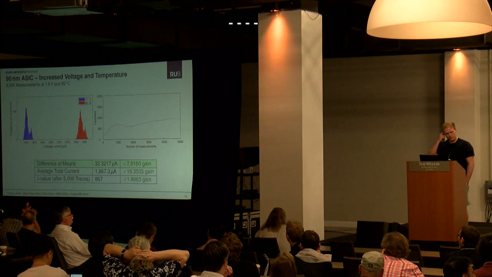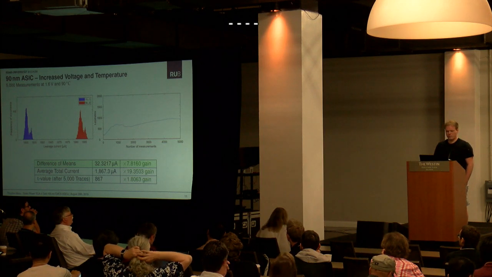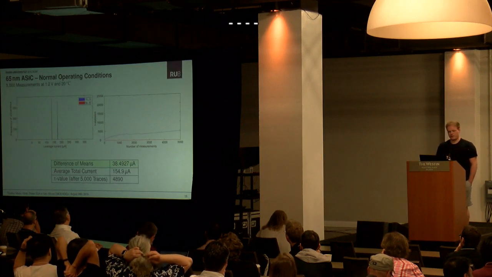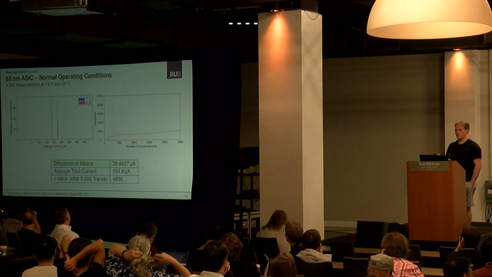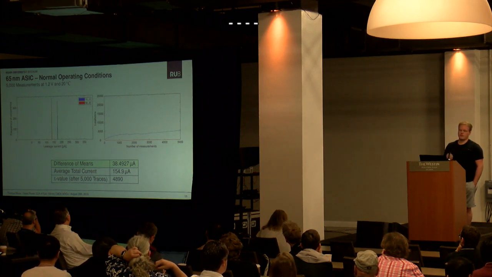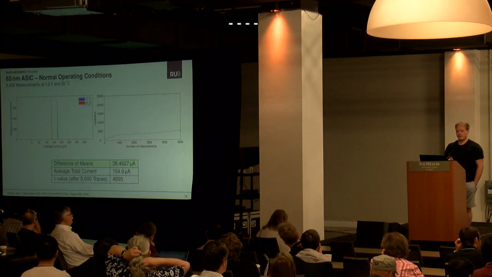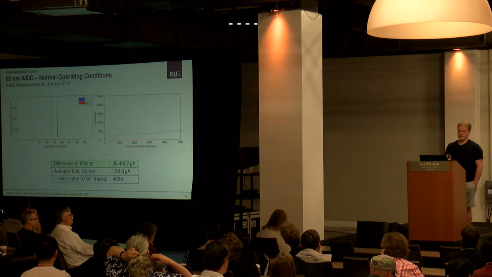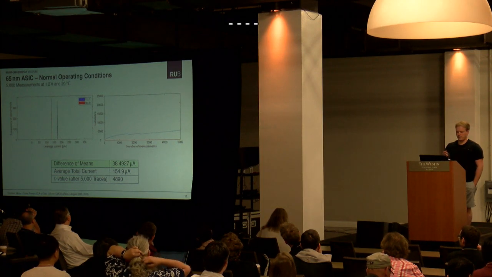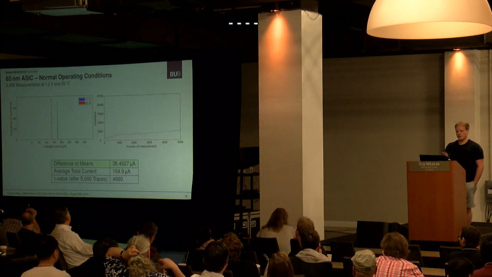Okay, so the 32 microamperes as difference of means, keep that in mind for a second, because on the 65 nanometer ASIC, under normal operating conditions, we are already starting at 38 microamperes as a difference between the distributions of the same instance implemented by the same standard cells in two different low power CMOS technologies. We can also see the t-test value going up to almost 5,000.